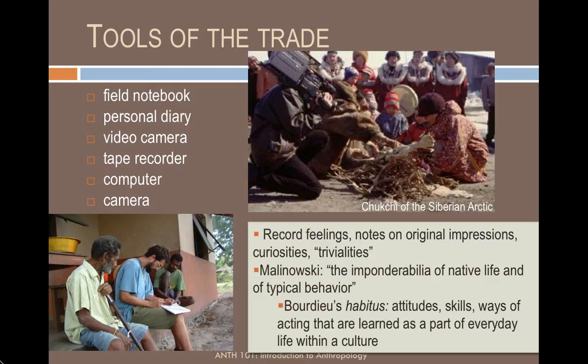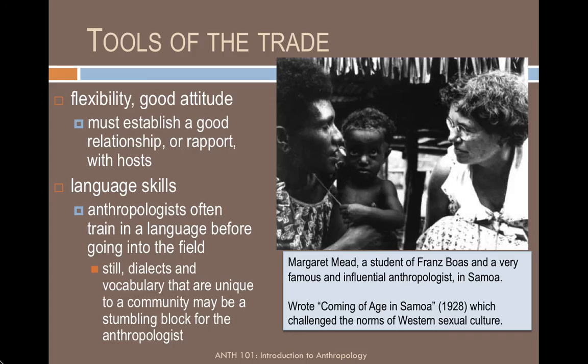But no matter where you are, what you're doing, if you have something that can break, it absolutely will. So you don't want to be reliant on any piece of technology that, if it were to break, you couldn't continue doing your research. So the field notebook is definitely number one. The other two really important tools that anthropologists absolutely have to have when they go to do field work are language skills and a good attitude.